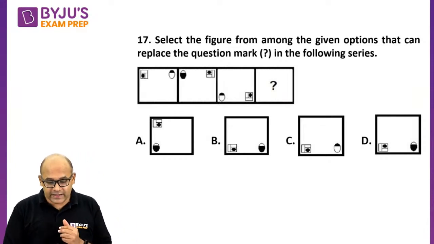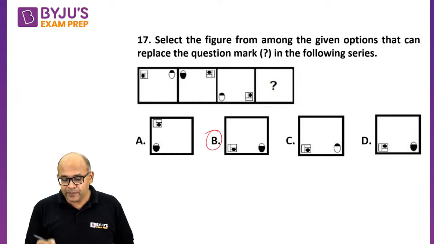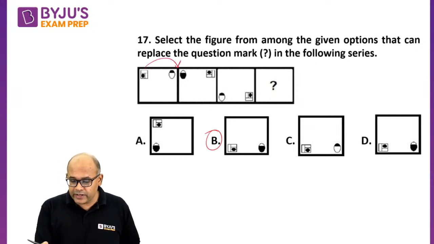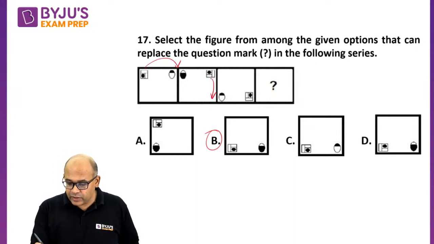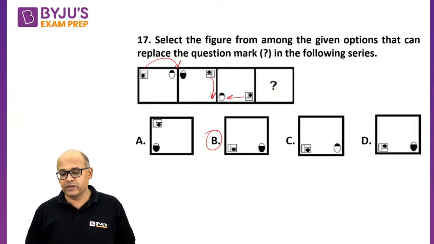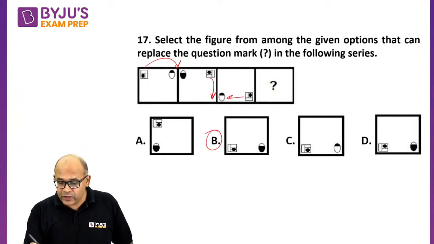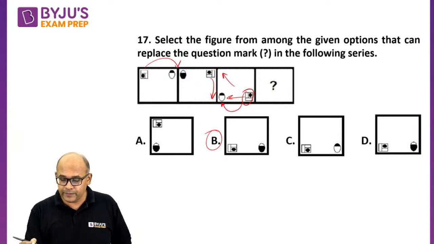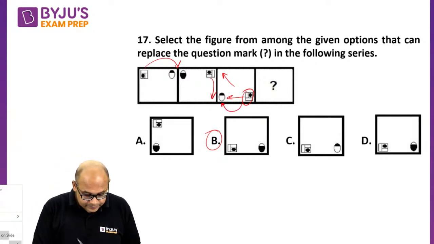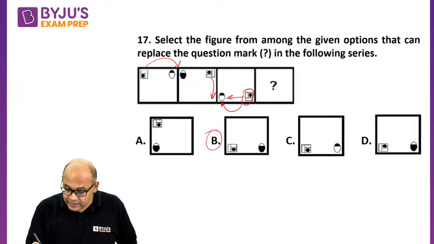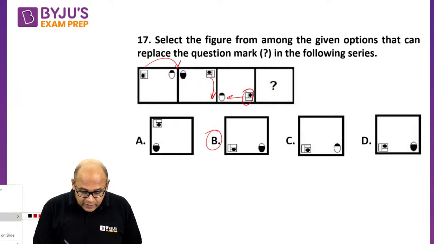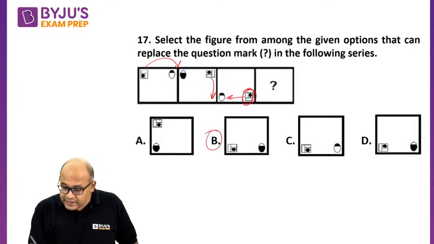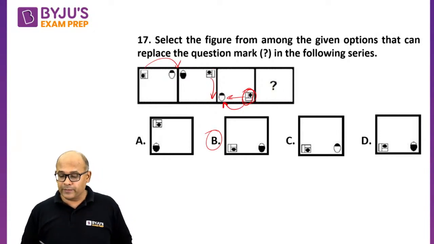Alright, lot of correct answers. The correct answer is option B. Firstly, this is coming over here, then this is coming to the bottom, and this is coming to the left. So the next one should basically have this image coming to the left corner. So option A is ruled out.